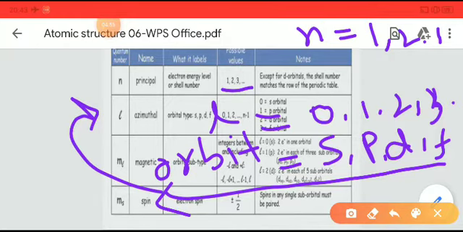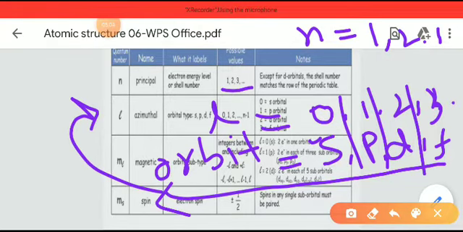When L equals 0, we get S. When L equals 1, we get P. When L equals 2, we get D. And when L equals 3, the name of the orbit will be F. So we get mainly four orbits, that is S, P, D and F.